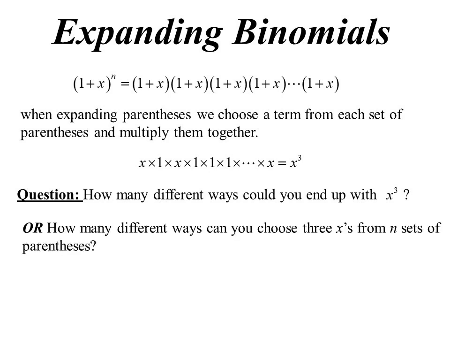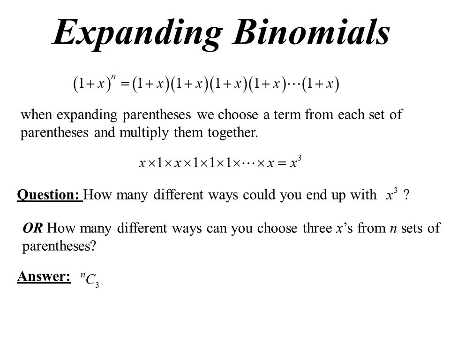Another way I could ask that question is, how many different ways can you choose 3 x's from n sets of parentheses? Because essentially that's what we're doing. Out of each of these parentheses, I'm going to choose x out of 3 of them. All the rest will be 1. And then when we multiply them together, we'll get x cubed. Well, that goes way back to term 1, permutations and combinations, because our answer is nC3. From n objects, how many ways can I choose 3?